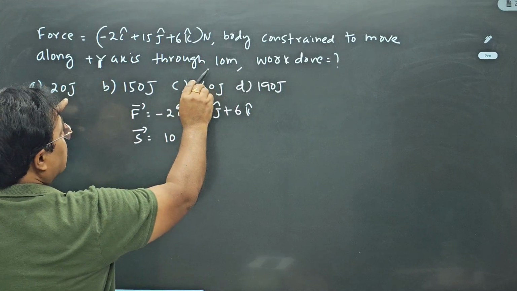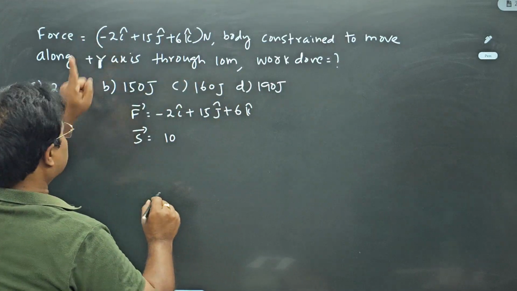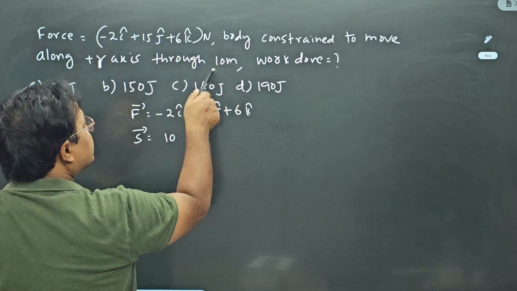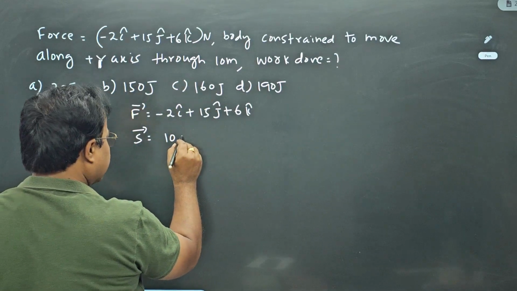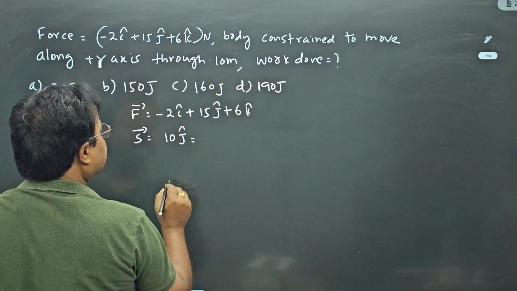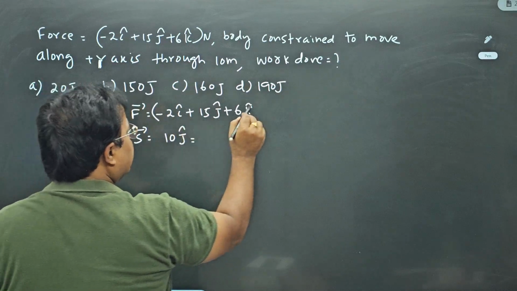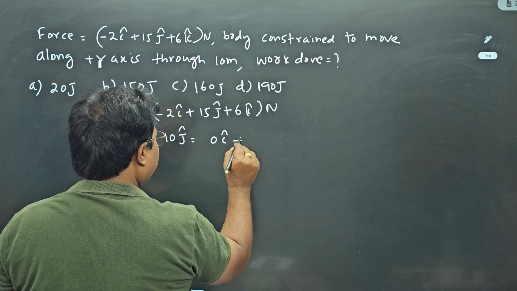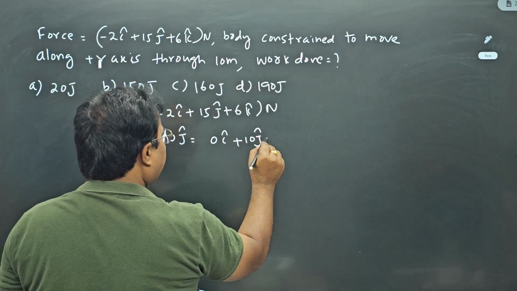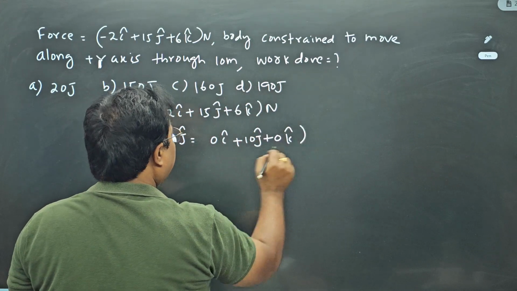You see, what is displacement? We are moving 10 meter along positive direction of y-axis. Magnitude is 10 meter and displacement is along positive direction of y-axis. Unit vector along positive direction of y-axis is j cap. 10 j cap means 0 i cap plus 10 j cap plus 0 k cap meter.